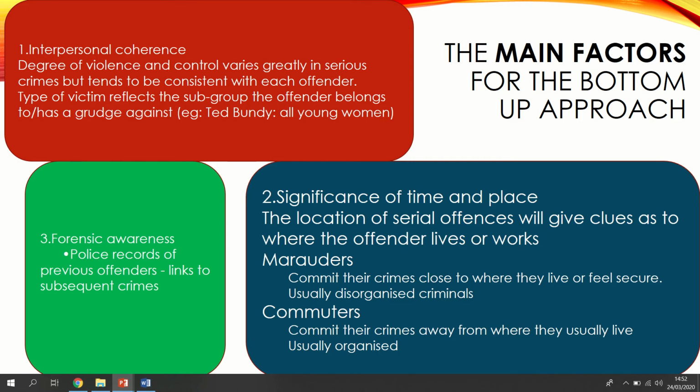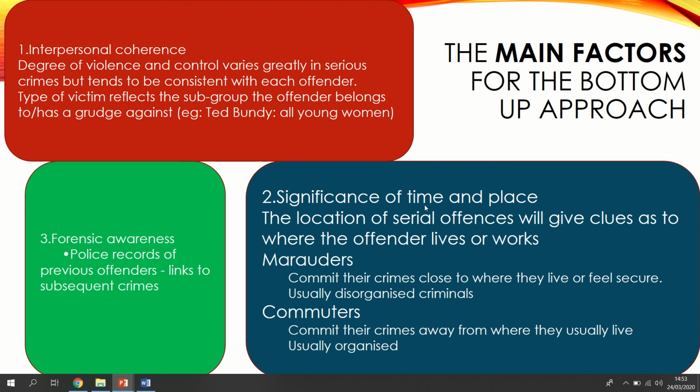So the main factors for the bottom-up approach include interpersonal coherence. This basically means the degree of violence and control that varies greatly in serious crimes but tends to be consistent with each offender. The types of victim reflect the subgroup the offender belongs to or has a grudge against. So if you think about Ted Bundy, for example, he didn't really like women, so all young women he had a grudge against. And this tells you about the degree of violence or control that he has towards specific victims. Significance of the time and place: the location of serial offenders will give clues as to where the offender lives or works. So these are the things they look at in the bottom-up approach: interpersonal coherence, significance of time and place, and forensic awareness.